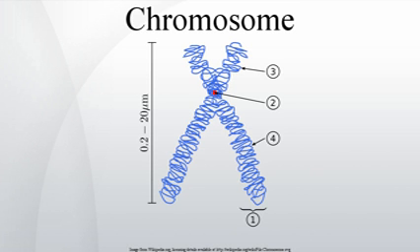Heterochromatin can be further distinguished into two types. Constitutive heterochromatin, which is never expressed. It is located around the centromere and usually contains repetitive sequences. Facultative heterochromatin, which is sometimes expressed.